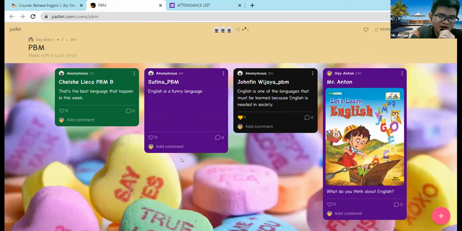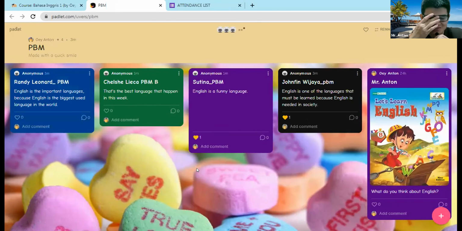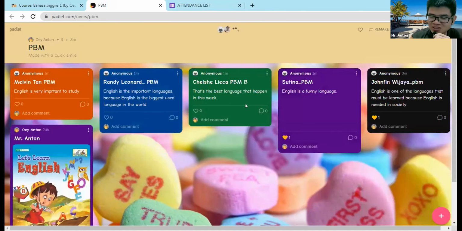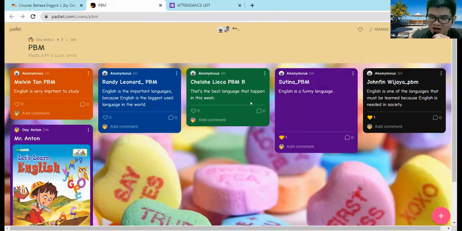Okay, English is a funny language. Oh, how funny is that, Sutina? How funny is English? Wow, it's funny, right? Okay. You can attach the funny face here. So English is a funny language. That's right. For example, like cat, you read it cat. Umbrella, you read umbrella. Why, when you find university, the letter U, you change it into U. So it's funny, right? That's right. It's funny, okay, of course.